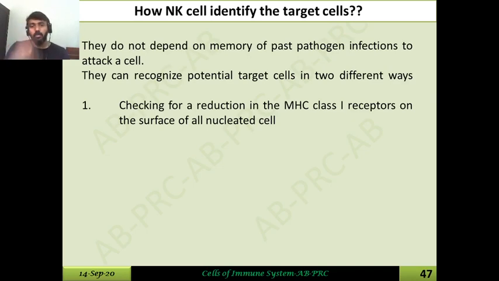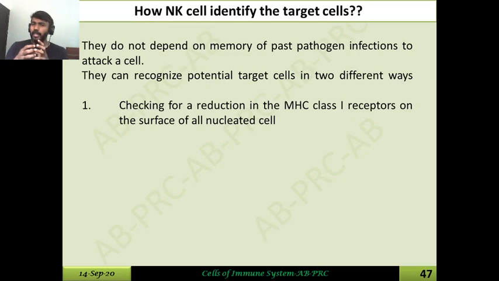And there will be a reduction expected when there is damage, when there is a viral infection, or when there is a kind of tumor development in the cell. So in that case, the NK cell will screen the cell for the concentration of the MHC class 1 molecules on the surface, and will recognize these cells having less expression of class 1 MHC.